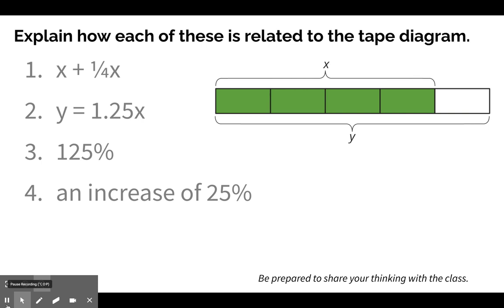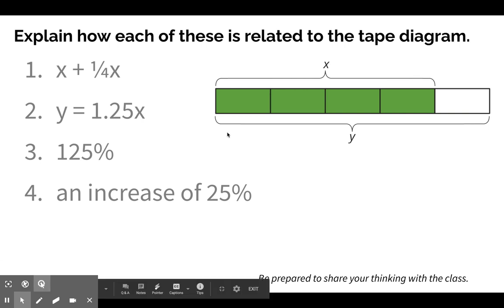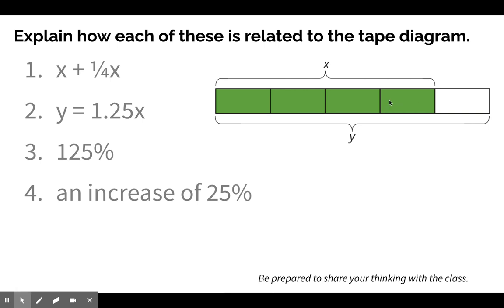So these are my thoughts. When I look at number 1, it says x plus 1/4 of x. So here we have x is 4 of these boxes. We have all 4 green ones, and we're going to add another fourth of that x, which will be one of these rectangles. So that's how it's related to the entire thing. If I have the 4 boxes and I add one more, that would give me the total for y.